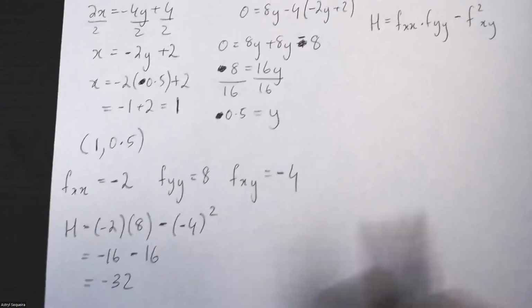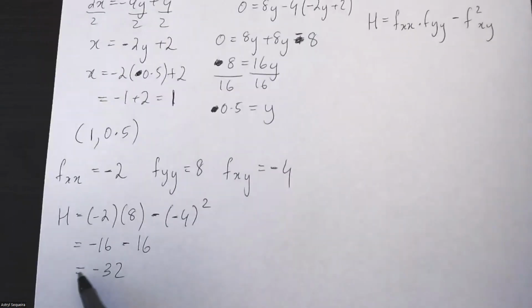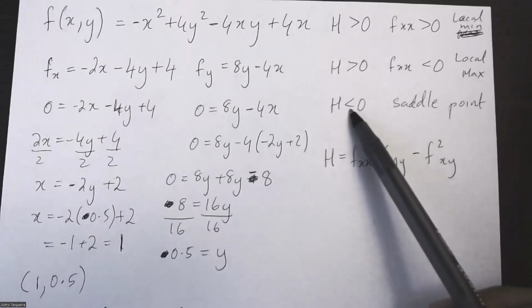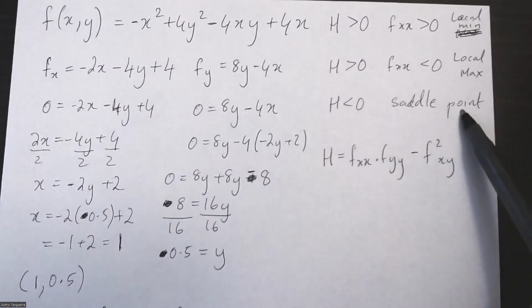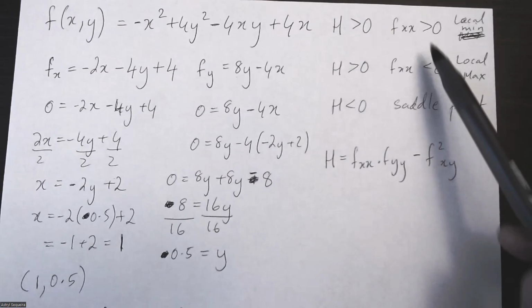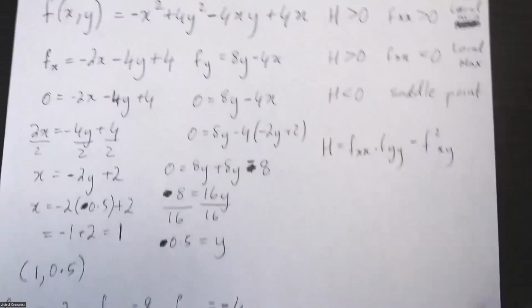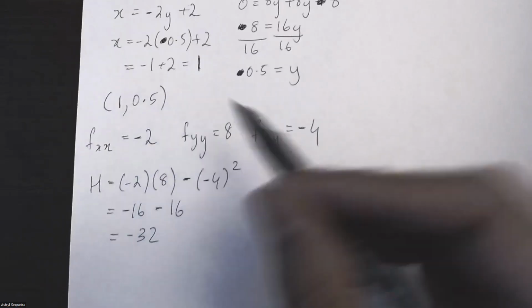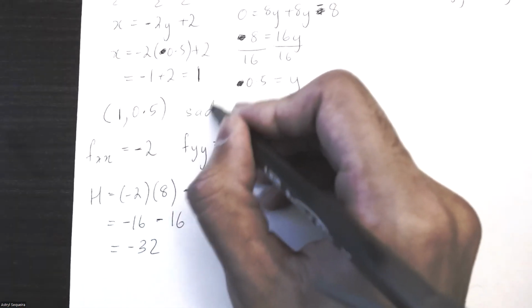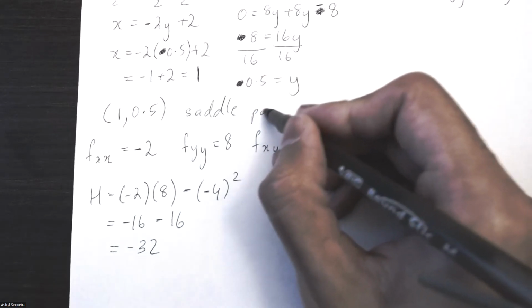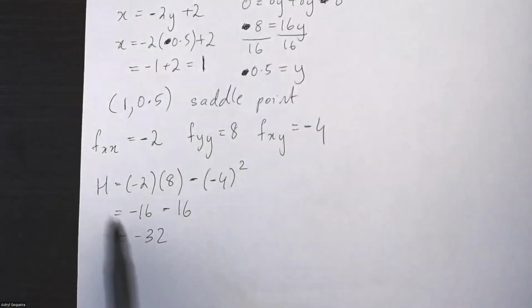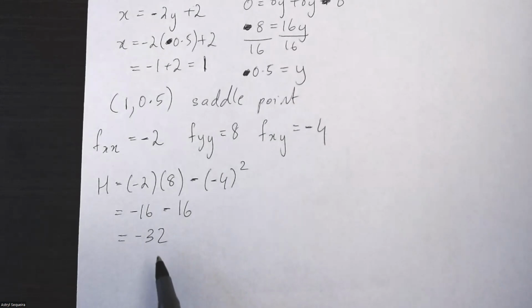So now I'm going to compare all of these to my solutions here. If h is less than 0, it's automatically a saddle point. If h would have been greater than 0, then I would have looked at my fxx to classify as a minimum or a maximum. So in this case, the critical point here is a saddle point because h is less than 0.